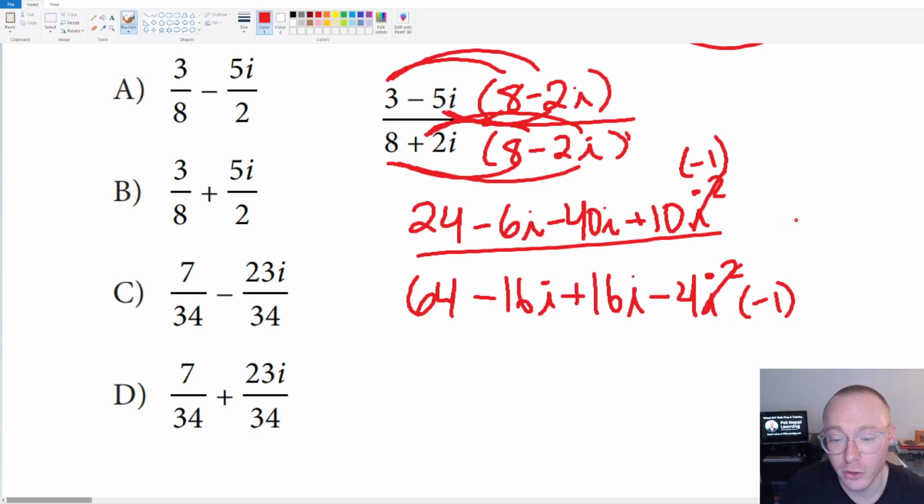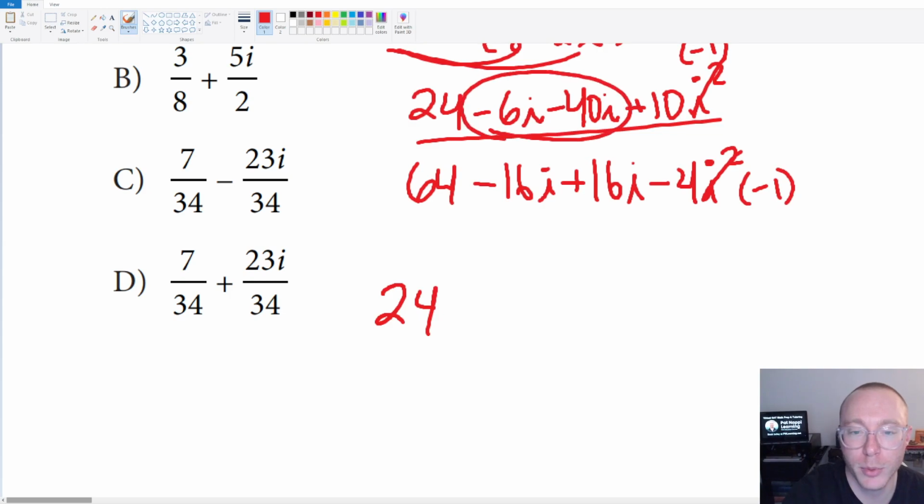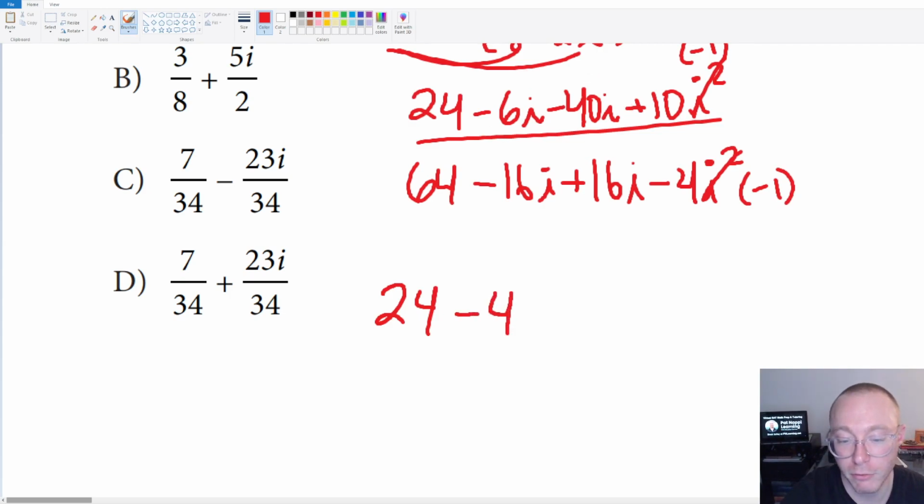For our next step, we want to start to clean these things up, right? We've got, let's see, 24 in the numerator. We've got some like terms here that we can combine, -6i minus 40i. That's going to be -46i. And we've got 10 times -1, which was 10 times i squared, and that's just going to be -10.